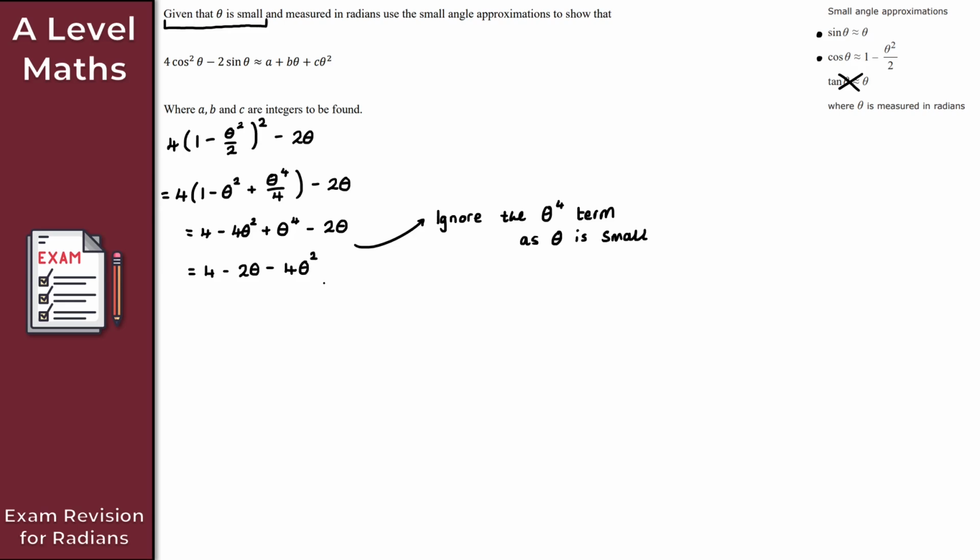And just notice then that at this point here, we now have it in this form. Okay. So in that case then, a is equal to 4. So a is equal to 4. B is equal to minus 2. So b is minus 2. And then finally here, c is equal to minus 4. Okay. And there we have it then. So that gives us the solution there to question 1.